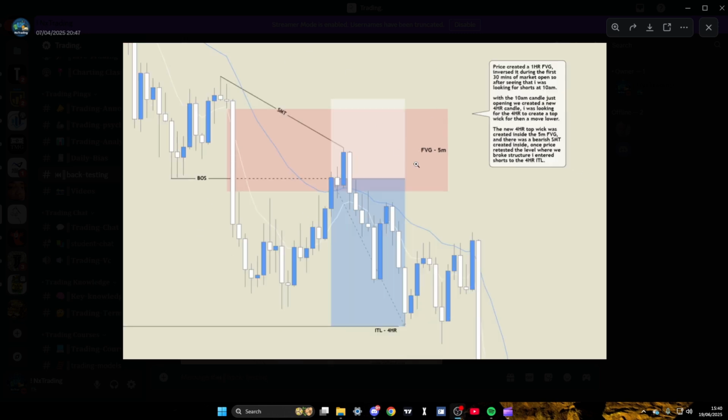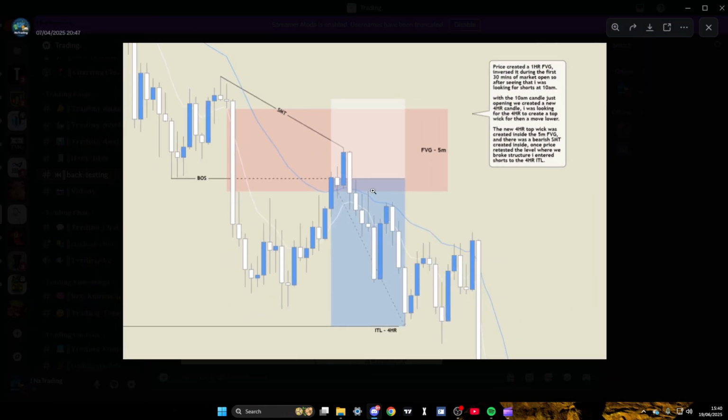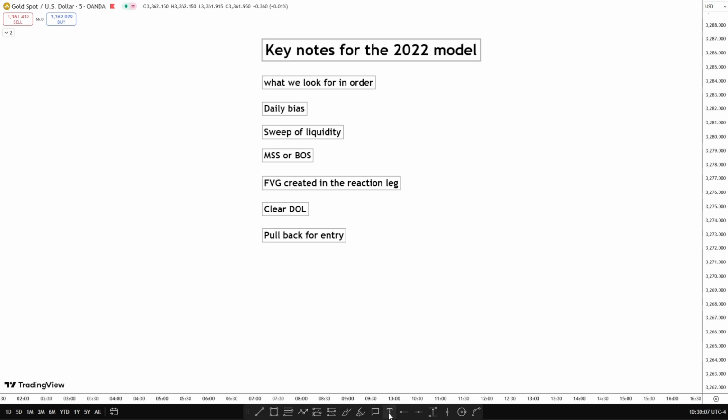Now for the last trade, this is a bit of a different one. We have our sweep of liquidity right here. We then got our move lower, creating the break of structure and the fair value gap. We then pull back inside of the fair value gap, entering on the previous leg that was broken, and we created an SMT inside of the gap. So this was an absolutely perfect trade. Had massively high conviction trading this model, and as you can see, we fall back lower to take out the intermediate term low.